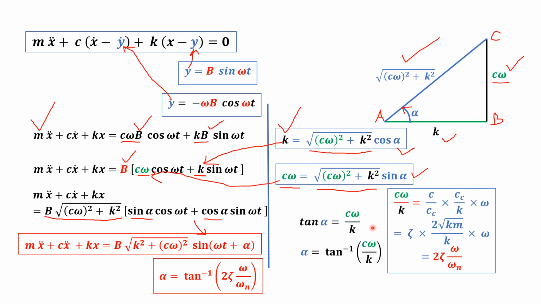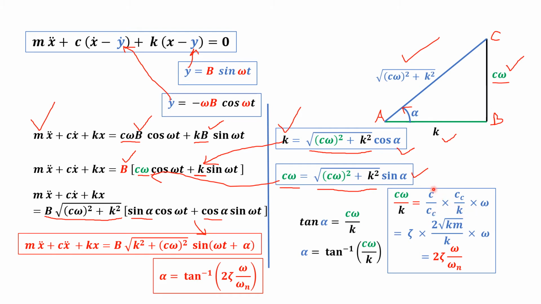Next, from this triangle, tan of this angle alpha, tan alpha is perpendicular by base, c omega by k. So we get tan alpha is c omega by k, or alpha is tan inverse of c omega by k. Now c omega by k we can write by dividing and multiplying with cc, which is critical damping, c by cc into cc by k into omega.